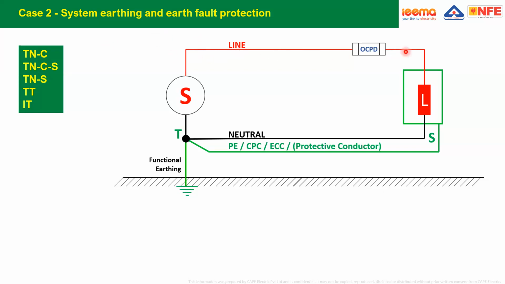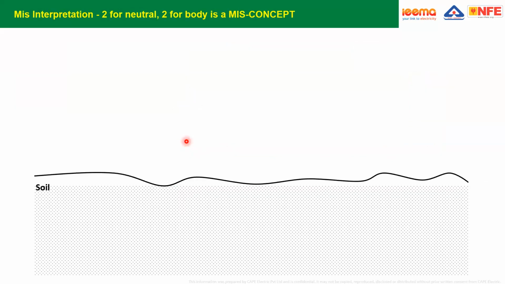Now I am showing a simplified TNS system. It consists of the source, the line, the OCPD, and it is connected to the current using equipment. The neutral goes back to the neutral terminal of the transformer. The body of the equipment or the installation is connected back to the neutral terminal of the transformer. And this is a metallic connection, a metallic fault return path.